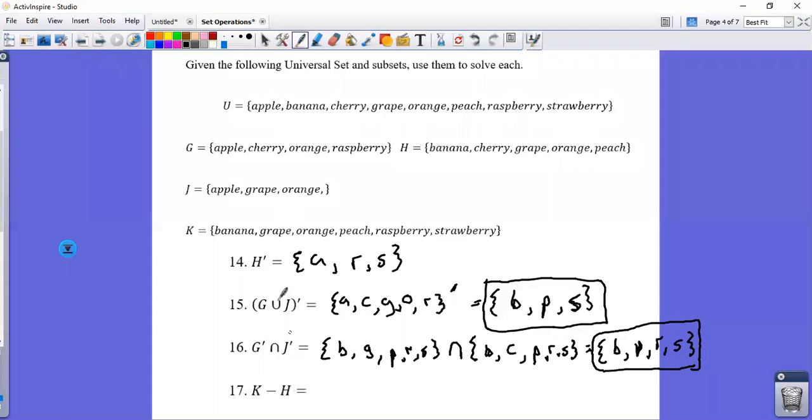K minus H is just everything in K, subtract out anything that's in H. So banana would be gone, grape would be gone, orange is gone, peach is gone. All that's left is raspberry and strawberry. Why do I keep making that S weird? So used to making those brackets. Yeah. So remember, it won't be bigger than 6, but it can be less than 6, and all of those got taken out.